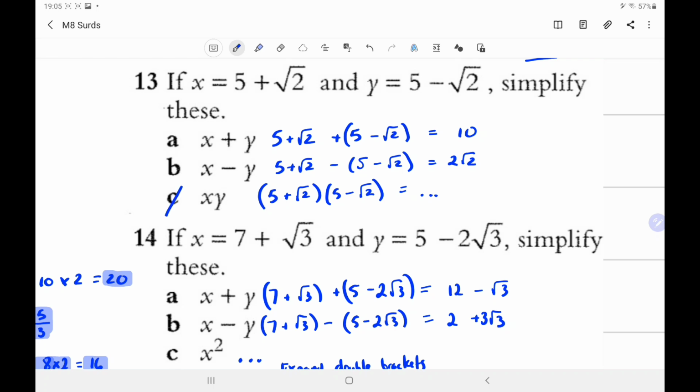But the question C, I'm just going to leave out because I would rather look at it whenever it comes up in question 15.